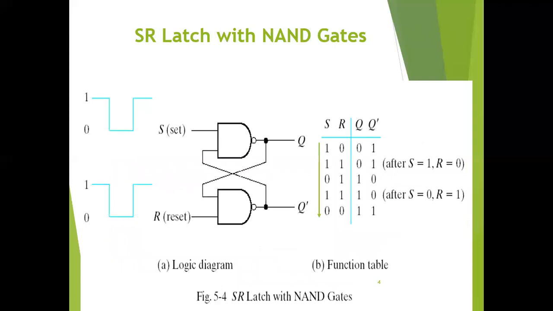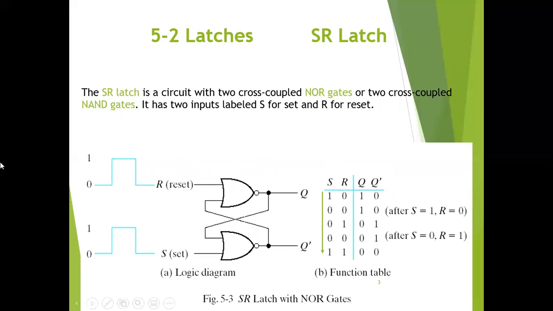We can develop these SR latches by using either NOR gates or NAND gates. As we can see in this diagram, NAND gates are used to develop a sequential circuit of SR latches. And in the previous figure, we can see that NOR gates are used to develop the SR latches. The SR latch is a circuit with two NOR gates which are cross-coupled.